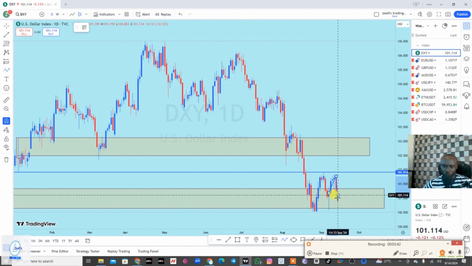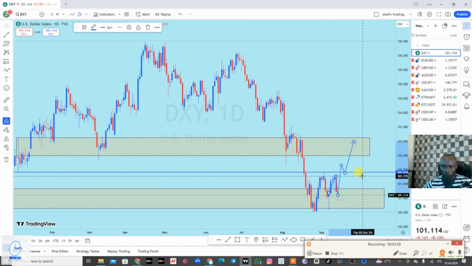So what do we expect this week? We expect price to resume its uptrend movement again back to this weekly resistance, but first we expect price to break this daily resistance and do a retest. Then we expect price to move to this weekly resistance for the dollar index on the daily chart.